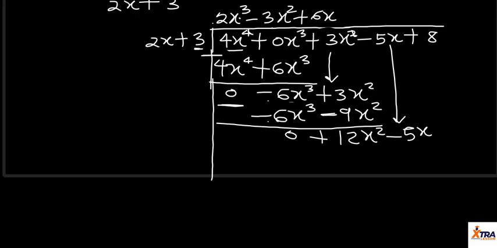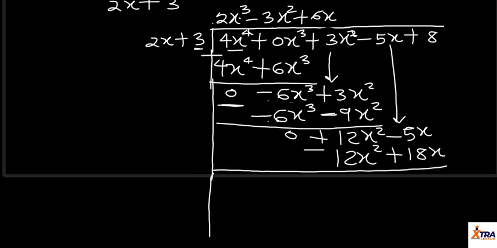So what do we get then? 6x times 2x, we have 12x squared. Then 6x times 3, we have 18x. We subtract it again. We have 12x squared minus 12x squared gives us 0. Then we have minus 5x minus 18x. Minus 5 minus 18 gives us minus 23. So we put our x and then we bring down the last one. The last one here is plus 8.